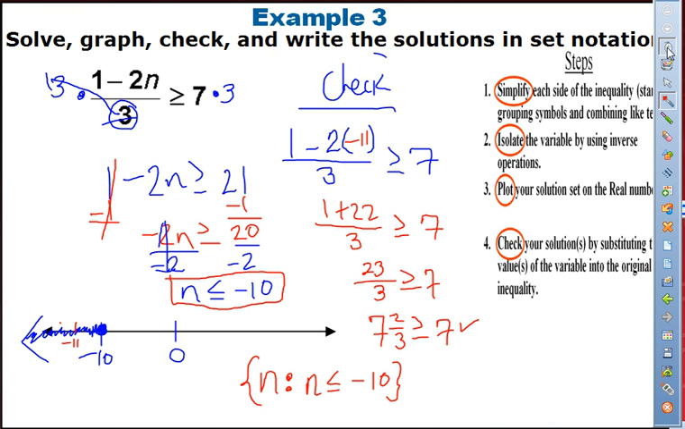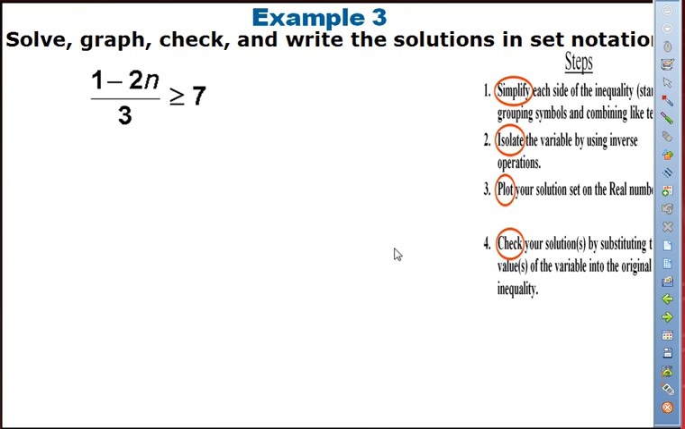Number 4. Copy this down, please. See if you can do that one by yourself. Do the entire process. You have your steps, and then I'll call on somebody to help us out. Go.